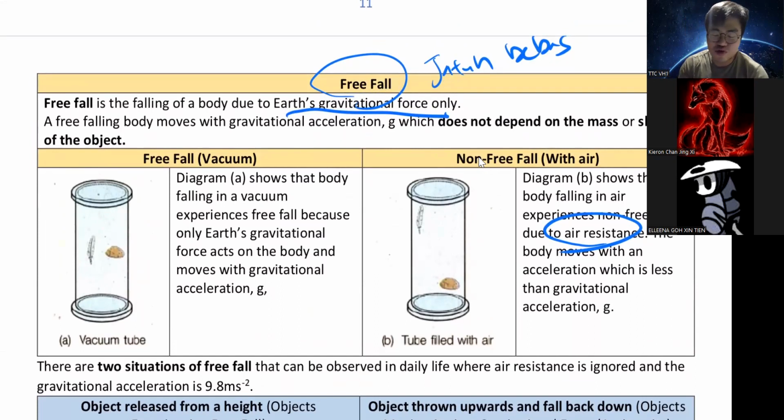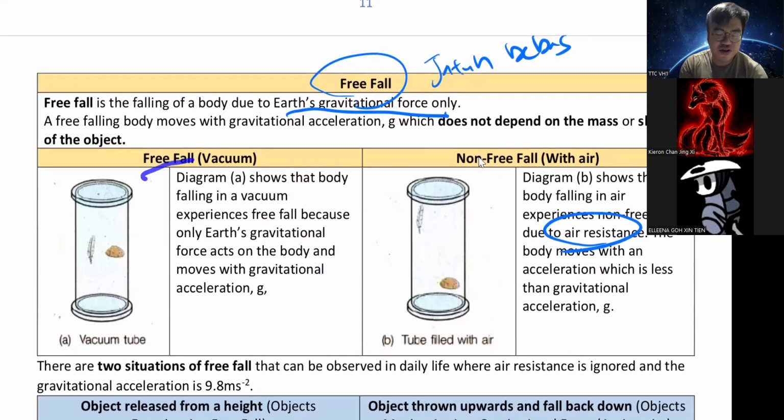So if you were to jump with a parachute in a free fall, your parachute wouldn't work. You would just crash to the ground with huge speed, with crazy speed. You just don't slow down because there's no air to slow you down.